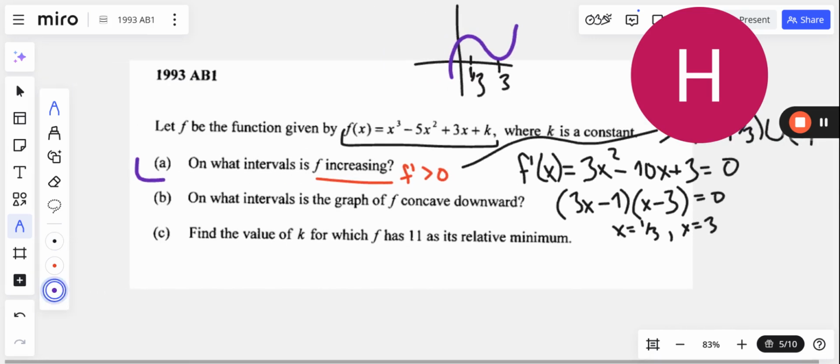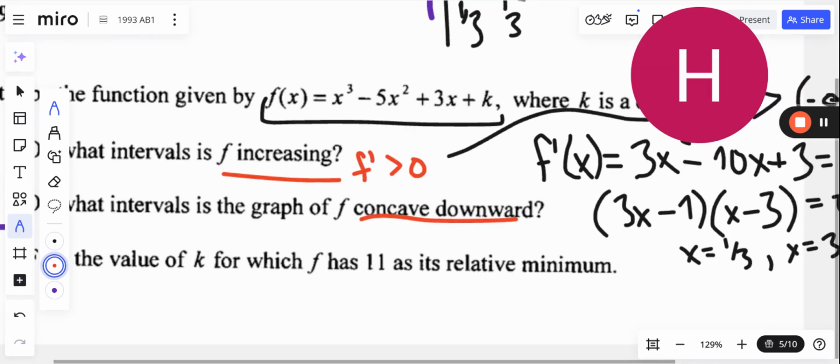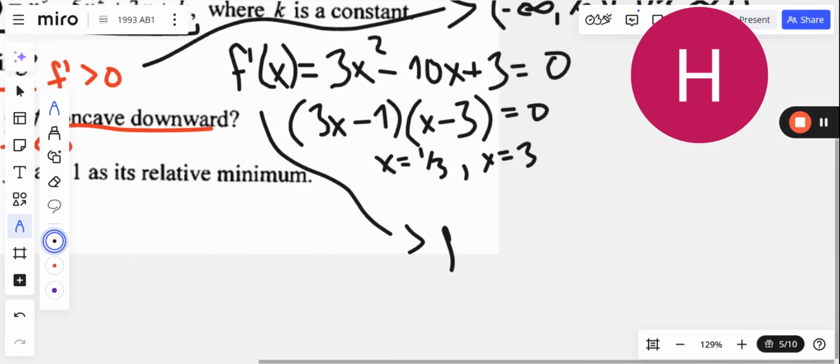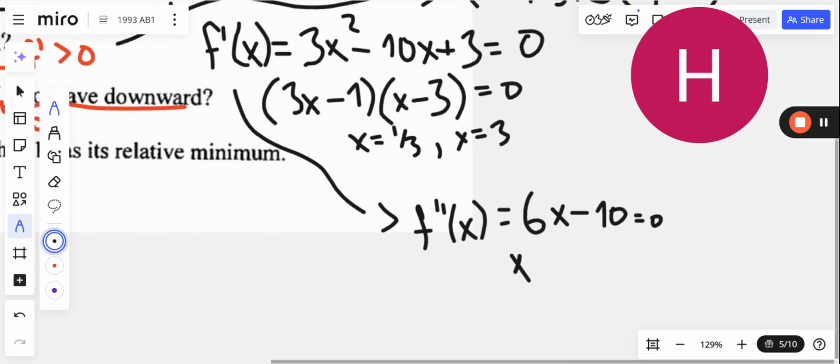Similarly, on what intervals is the graph of f concave downward? So now we're looking for when f double prime is negative. Okay, so let's take another derivative that's not going to be too hard. F double prime is going to equal 6x minus 10. And if we set that equal to 0, we get that x equals 10 over 6, or 5/3.